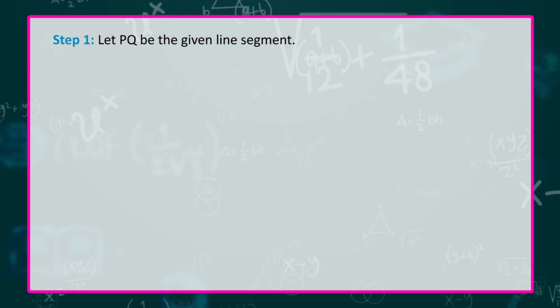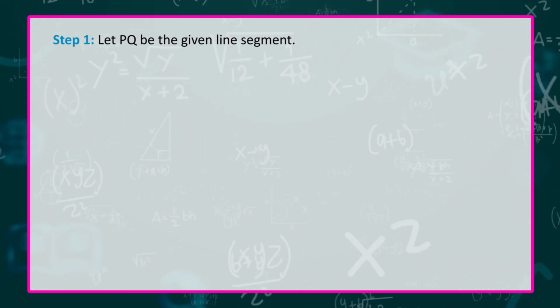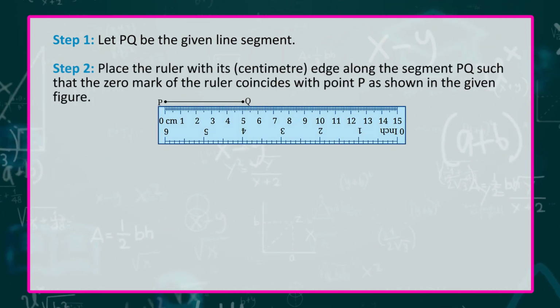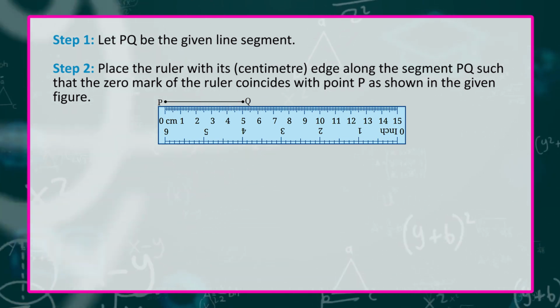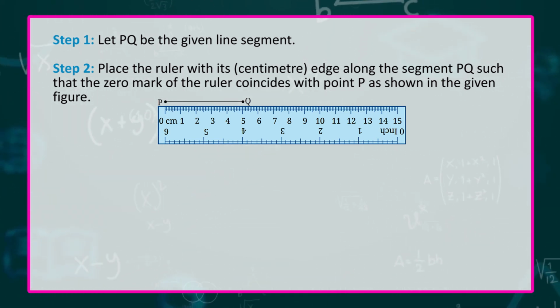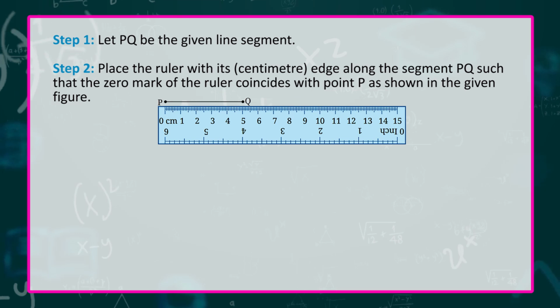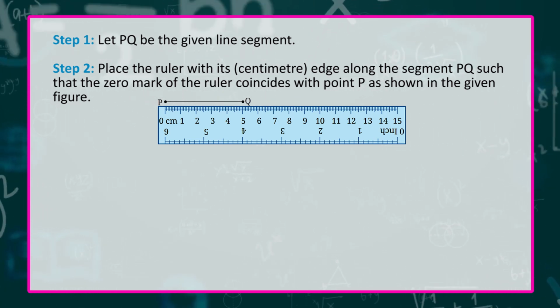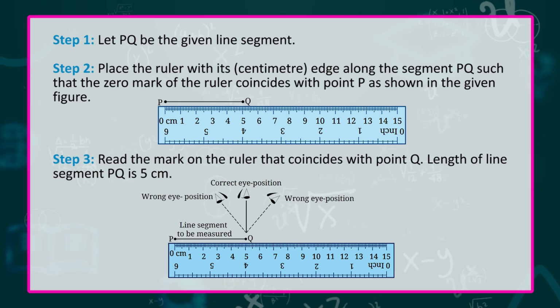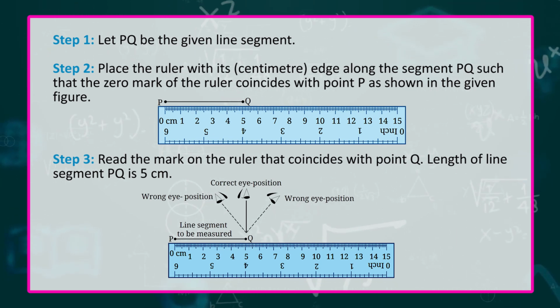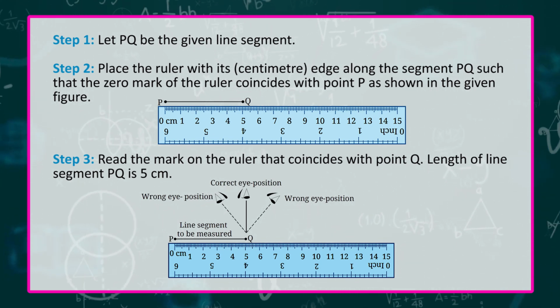Step 1. Let PQ be the given line segment. Step 2. Place the ruler with its centimeter edge along the segment PQ such that the zero mark of the ruler coincides with point P as shown in the given figure. Step 3. Read the mark on the ruler that coincides with point Q. Length of line segment PQ is 5 cm.